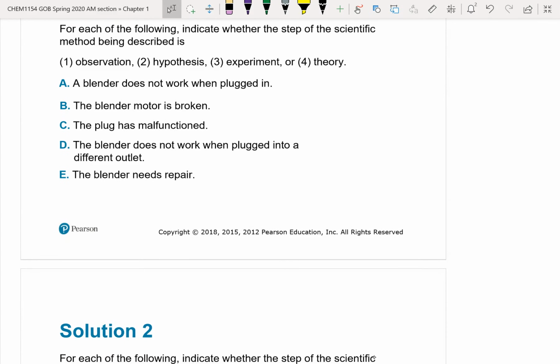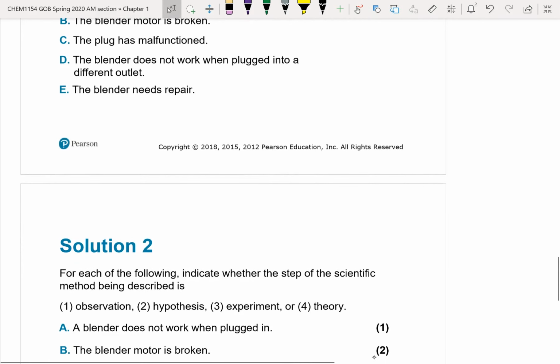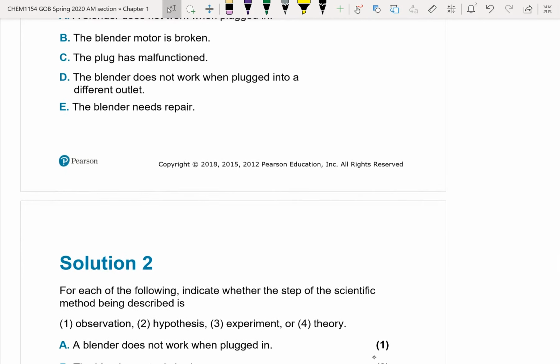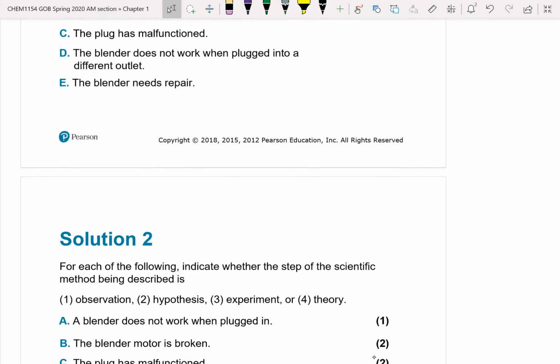The blender does not work when you plug it in. That would be an observation, right? So, again, something you observe with your eyes. The blender motor is broken. That would be a hypothesis. The plug has malfunctioned. That would be a hypothesis as well, something you can test. Right? You can test it by changing the plug out and see what happens. D, the blender does not work when plugged into a different outlet.